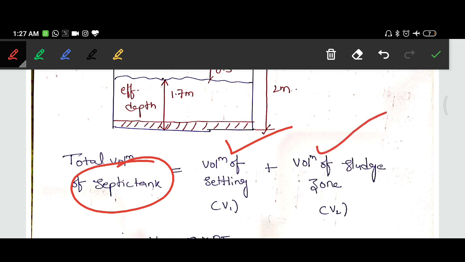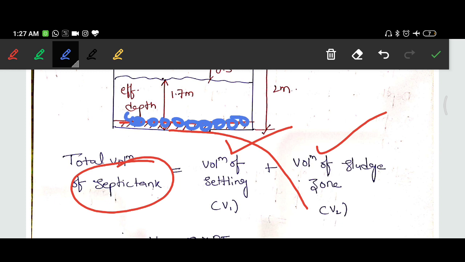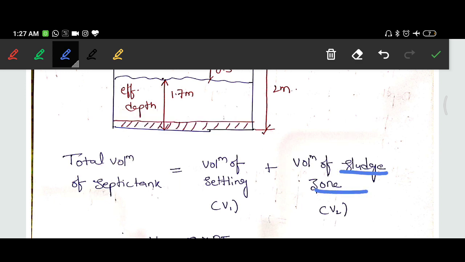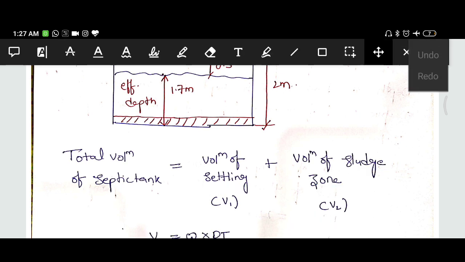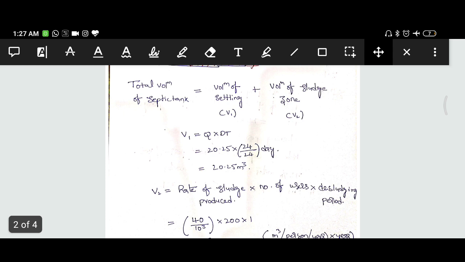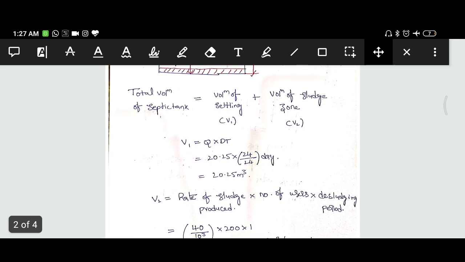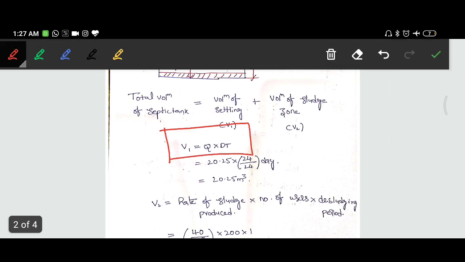So what is the sludge zone? The sludge zone is nothing but the accumulation of sludge in a particular area at the bottom of the tank. So we call them V1 and V2. First we'll find out V1. The formula is Q multiplied by detention time.